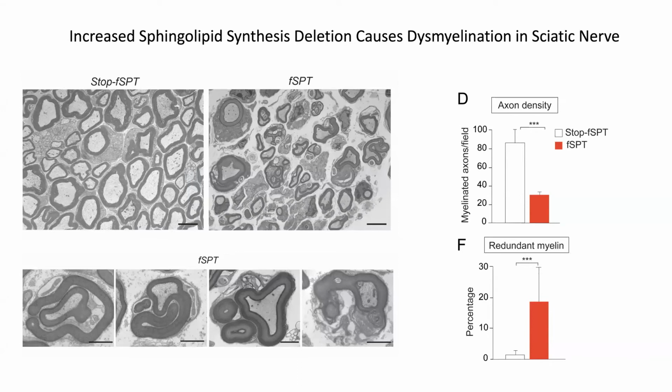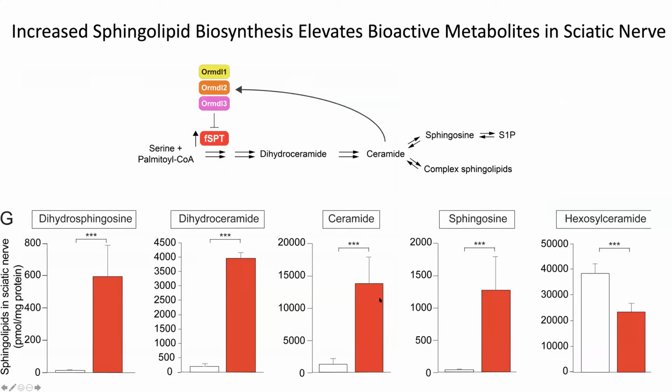And remarkably, the picture that we got when we analyzed the sciatic nerves of these mice was very similar to the ORM knockout mice. In the activated fusion SPT mice, there were lower axonal densities and an abundance of figures with this excess, redundant myelination. And like the ORM knockout mice, we found that there was a large amount of sphingolipid intermediates, ceramide, sphingosine, dihydroceramide, dihydrosphingosine, after activation of the fusion SPT, and without a corresponding increase in the hexosylceramide.